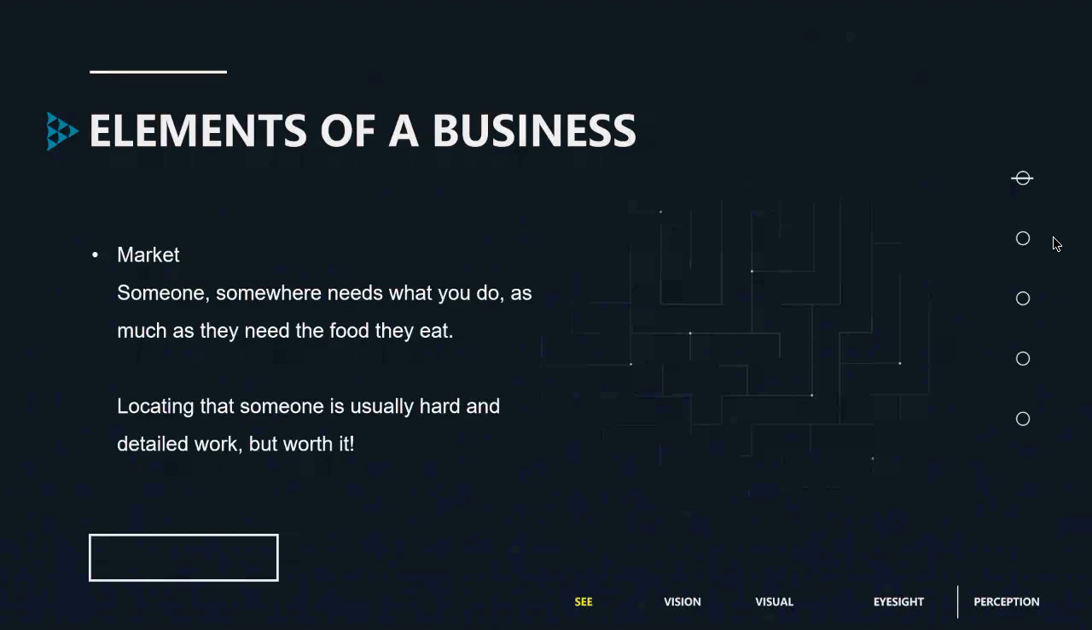Second, there is always a market for every business. Someone somewhere needs what you do. The same way you will sit in your house and think of Dangote noodles or Dangote sugar. Dangote didn't advertise to you. I don't think I've ever seen any Dangote adverts on TV or in the newspaper, except they are probably advertising for jobs. I don't think I've ever seen them advertising their sugar. I don't think I have.